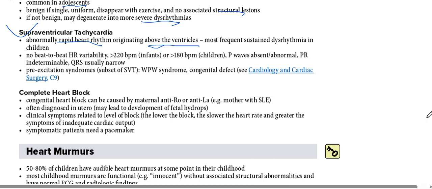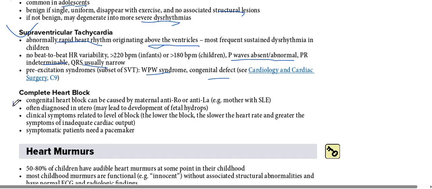Rate more than 220, more than 180 in children. P waves are absent or abnormal. PR is indeterminable, QRS narrow. Always remember in SVT, P waves are absent and QRS is narrow. Pre-excitation syndromes: Wolff-Parkinson-White syndrome and congenital heart defect.